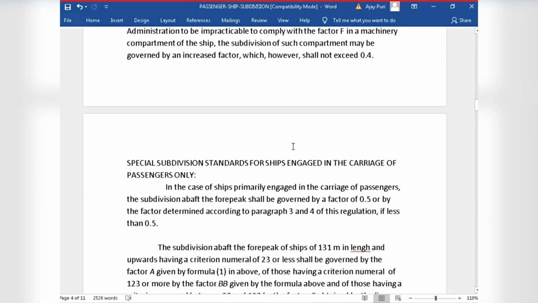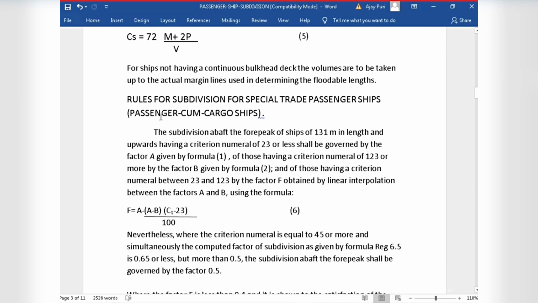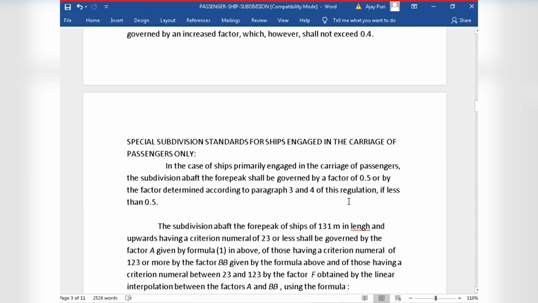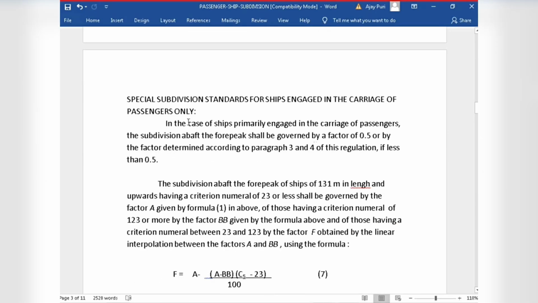Now, that was for special trade passenger ship versus passenger cum cargo ship. That was the rule for that subdivision. Now we have subdivision for only carriage of passengers. So in case the ships are engaged in the carriage of passengers, the subdivision above the forepeak shall be governed by factor 0.5, or by a factor determined according to paragraph 3 or 4 of this regulation if less than 0.5.